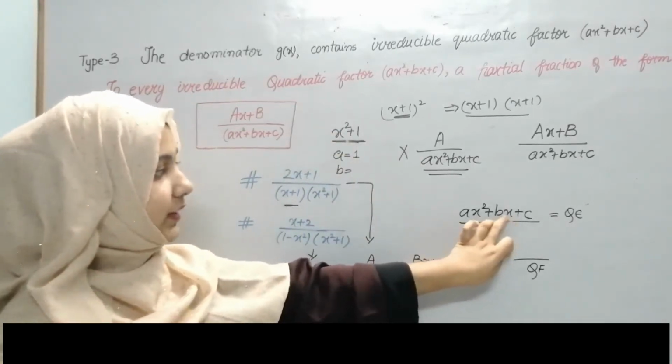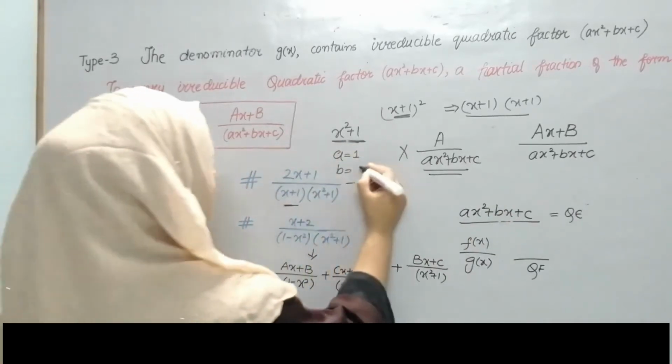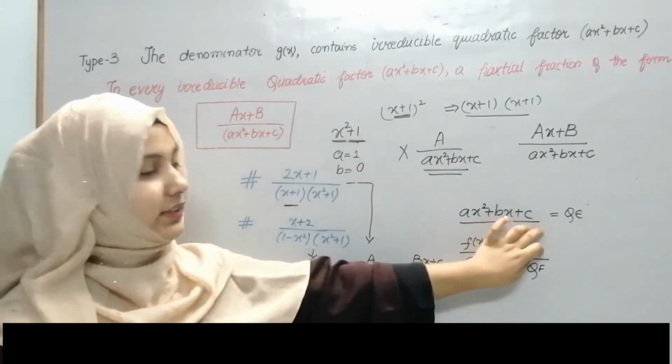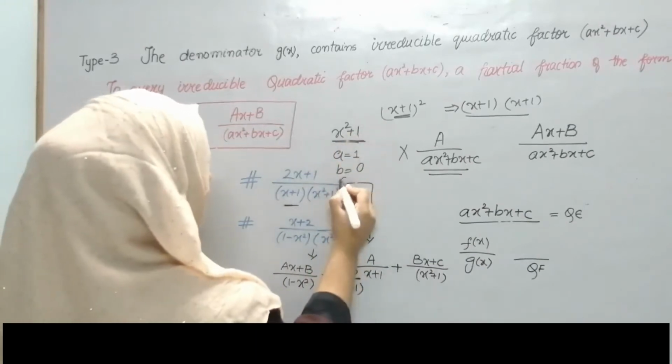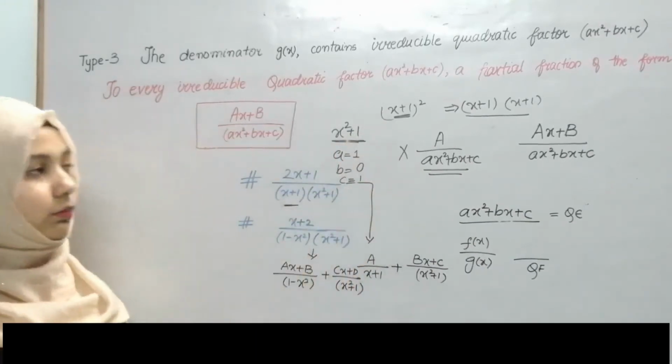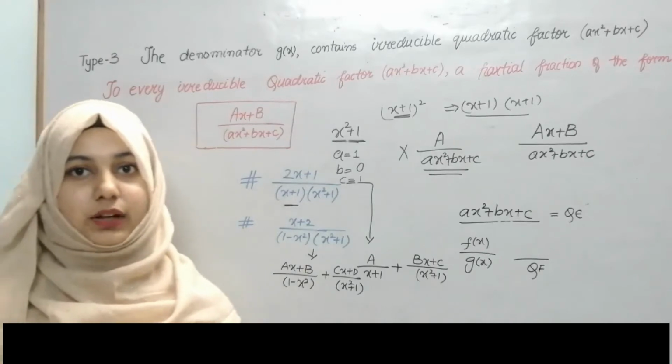B is a coefficient of x. Do I have an x term here? No, I don't have an x term. This will be 0. C is a constant. Here C is what? 1. So C will be 1. Okay, I think you understood this.